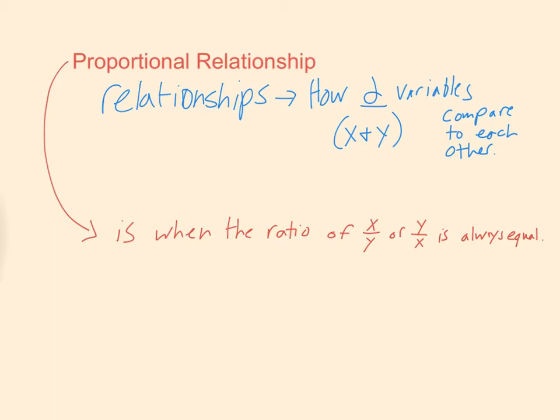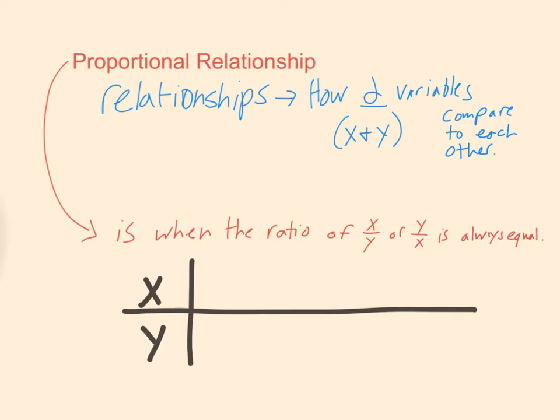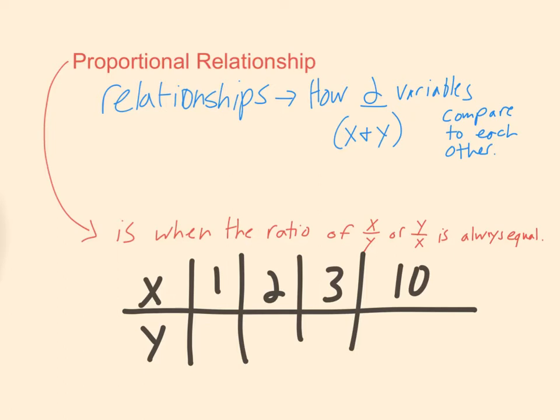So let me give you an example. Let's say you have this table. We're comparing X and Y. You can write it down, or you can just listen. It's fine. You have 1, 2, 3, and 10. Now, for the Y here, this would be 3, 6, 9, and 30. Now, if these were the numbers that were given to us, this would be a proportional relationship, and here's why.